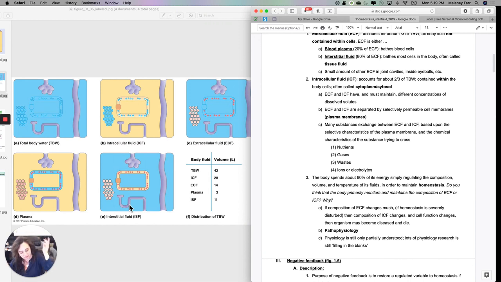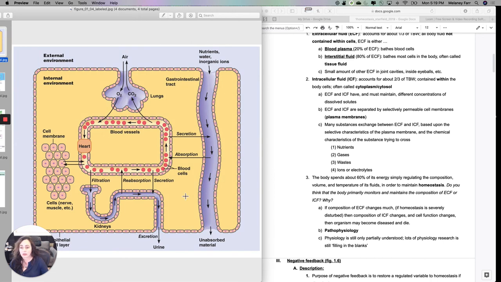Let's say I accidentally ingested a poison, right? The poison, when I ingest it accidentally, doesn't start out in my intracellular fluid. It gets absorbed here into the interstitial fluid, and then it gets absorbed into the blood plasma. And then the blood plasma circulates. So my question is, when do you want to catch and launch a response to the poison?